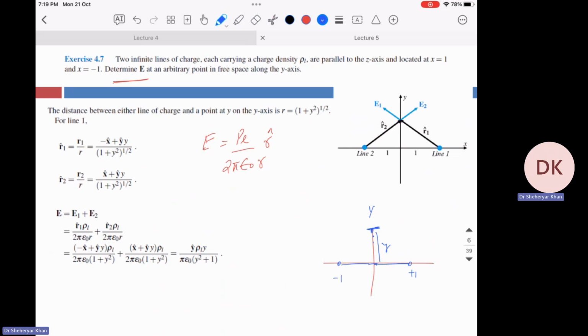Okay. So again, the formula is very simple. So I try to use the electric field on both lines and just add them together. So in fact, this question is trying to use the power of vector algebra. First, how to find out the unit vector. So R1 is equal to vector R1 over R, the amplitude. Okay, this one is the magnitude.